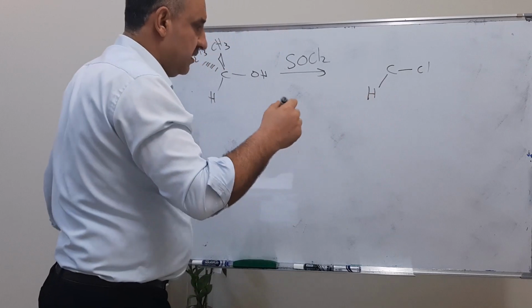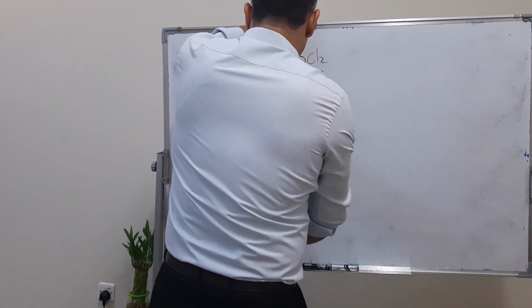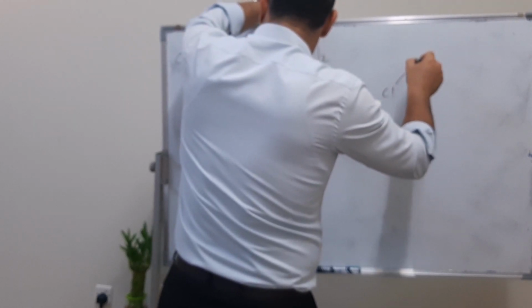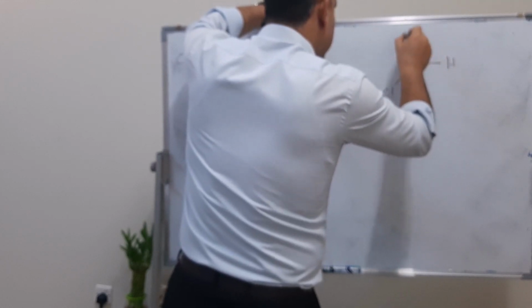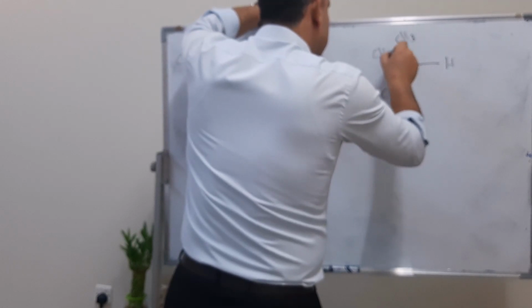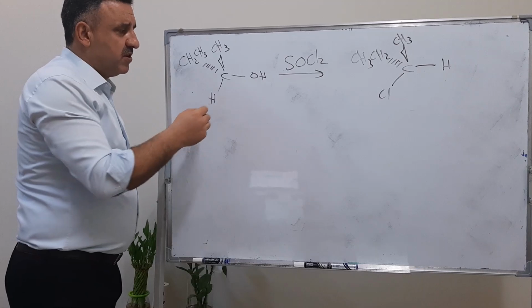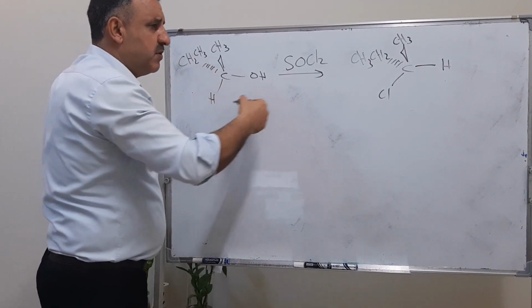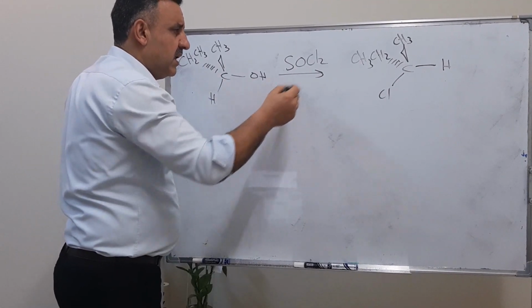SOCl2, no, at the end it will be inversion of configuration. Inversion of configuration will be like this, C, Cl, and then hydrogen, and that's the same, CH3, CH2CH3. In this reaction for the preparation of the alkyl halide, we studied this before. We said this is one method for preparation of alkyl halides.